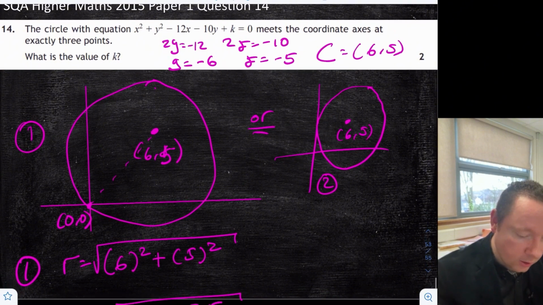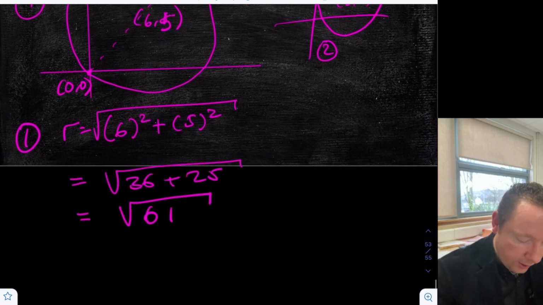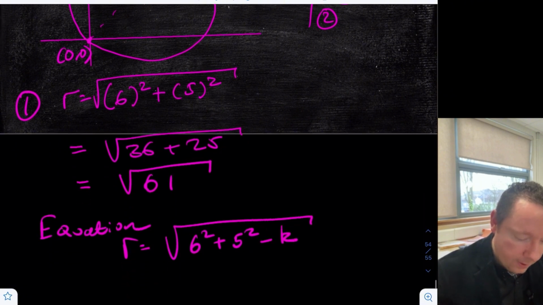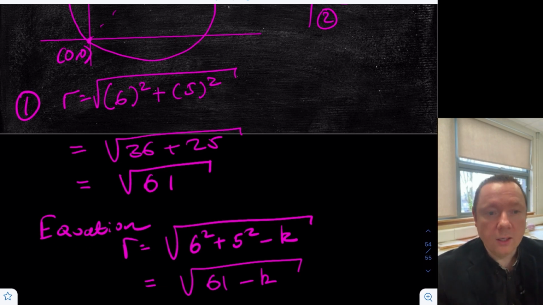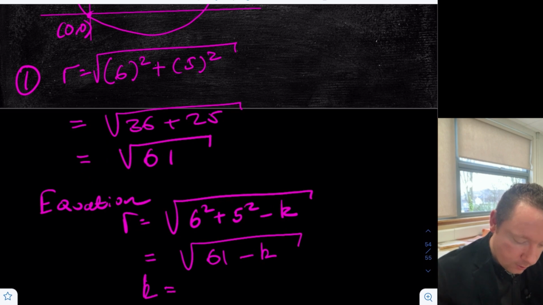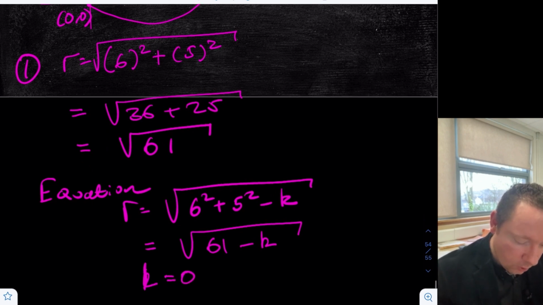But from the equation, the square root of g squared plus f squared minus c equals the radius. So we know that g and f is 6 and 5, but we've got c as k. So from the equation, we also get our radius is equal to the square root of 6 squared plus 5 squared minus k, because c is k. That is the square root of 61 minus k, and therefore k must be 0. That should be pretty obvious. So for option 1, k is 0.